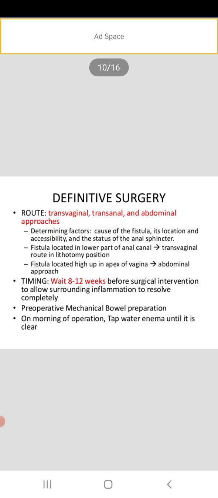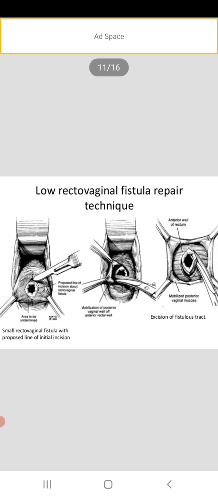A fistula located in the lower part of the anal canal is approached by the transvaginal route in lithotomy position. A fistula located high up in the apex of the vagina needs an abdominal approach. Timing: wait 8 to 12 weeks before surgical intervention to allow surrounding inflammation to resolve completely. Then preoperative mechanical bowel preparation. On the morning of the operation, a tap water enema until the return is clear.